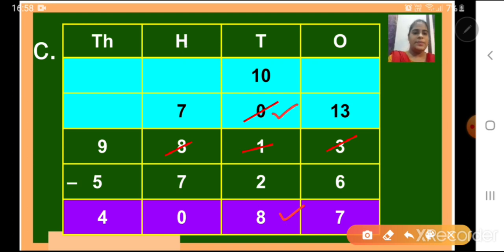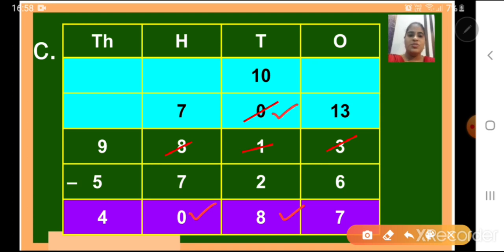In hundreds place 7 minus 7. Children, now here there is no need to borrow because 7 minus 7 is possible. 7 minus 7 is 0. So write down here 0.